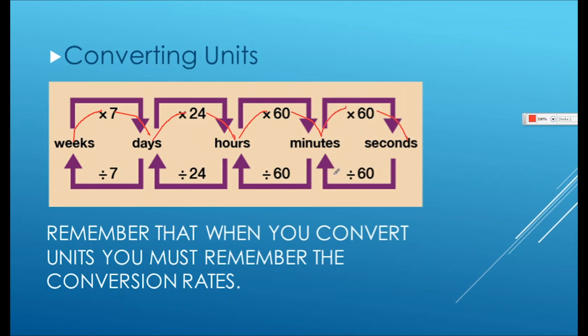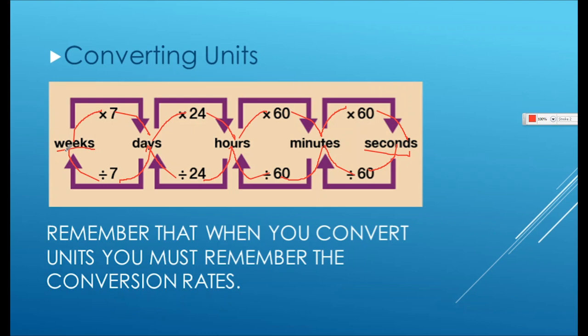And on the flip side, if you want to go from a smaller unit to a bigger unit, right? Obviously, seconds is a lot smaller than weeks. You're going to divide in that case. All right? In this case, divide by 60, then divide by 60, divide by 24, divide by 7. Now, keep in mind, it's not always those numbers.